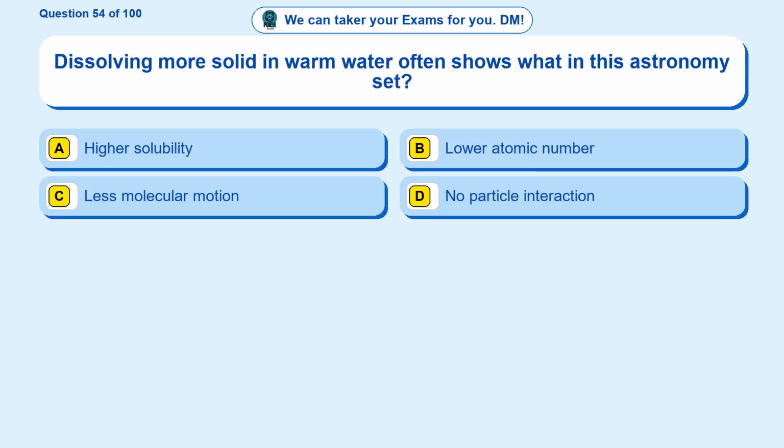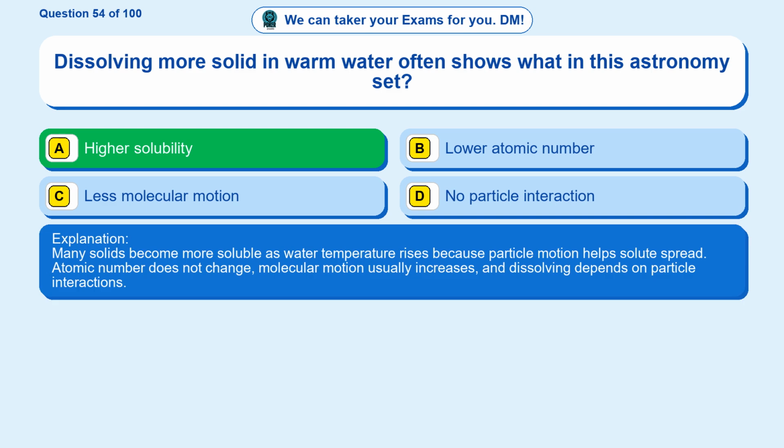Question 54. Dissolving more solid in warm water often shows what in this astronomy set? Option A, higher solubility. Option B, lower atomic number. Option C, less molecular motion. Option D, no particle interaction. The correct answer is option A, higher solubility.